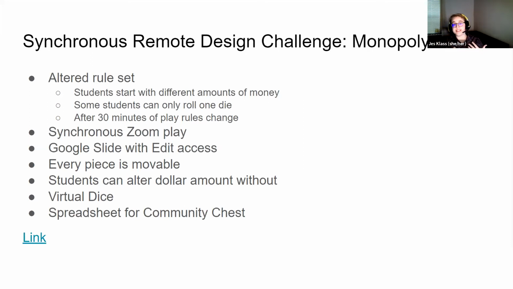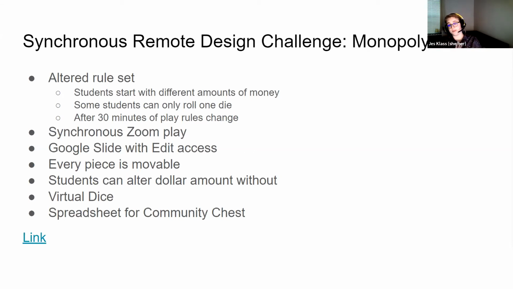But 30 or so minutes into play, the instructor says, okay, everyone's set back to equal. Everyone can roll 2 dice. If you're in jail, you're out of jail. The money stays where it is. The property stays where it is. But she does this to demonstrate the impact of economic disparity just from the get-go. So the point she's trying to make is that things don't always change even when the rules change halfway through.